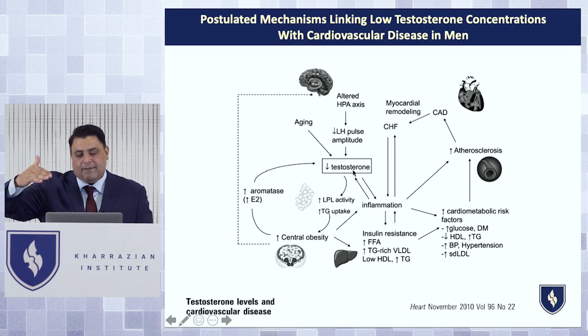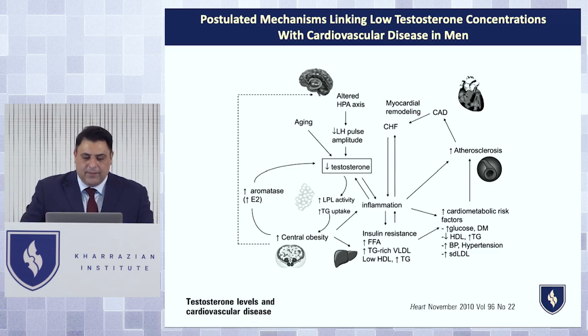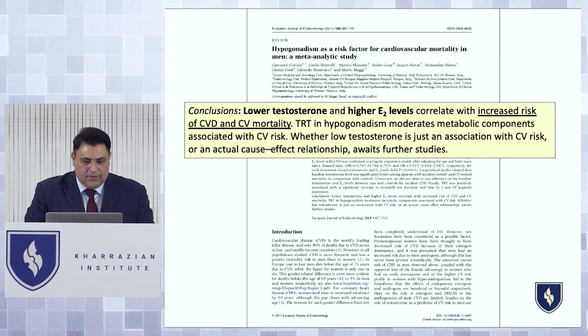They could have chronic inflammation, which causes the Leydig cells in their testes to not be able to produce testosterone. So they get these andropause patterns. But the point is, if their testosterone levels are low, that does have an impact on vascular dynamics. So this was a meta-analysis study that was published on hypogonadism as a risk factor for cardiovascular disease. And they concluded that lower testosterone and higher estrogen levels correlated with increased risk of cardiovascular disease and cardiovascular mortality.